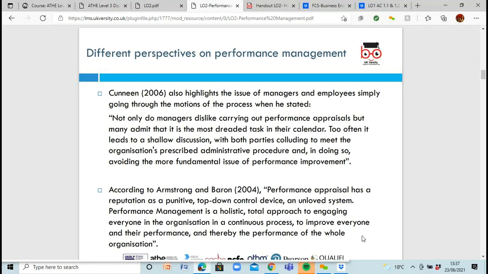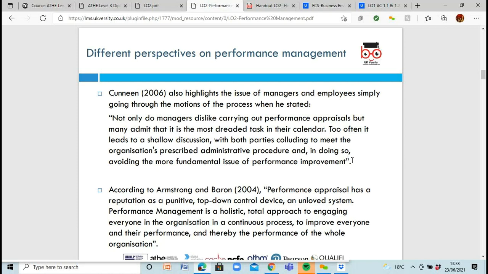And then we've got different perspectives on performance management. Colleen in 2006 has highlighted lots of issues that managers and employees can have. Not only do managers dislike carrying out performance appraisals, but many admit that it is the most dreaded task in their calendar. Too often it leads to a shallow discussion with both parties colluding to meet the organization's prescribed administrative procedure, and in doing so, avoiding the most fundamental issues of performance improvement.